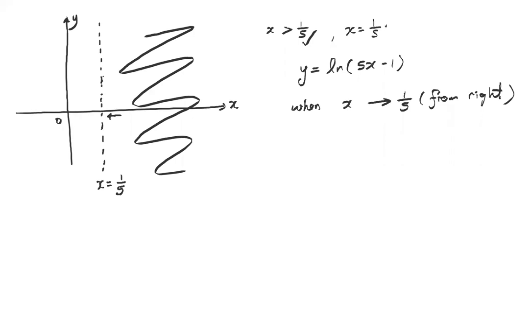So 1 over 5 is approximately 0.2, am I right? So I want to know, as x approaches 1/5 from the right, what will happen to 5x minus 1? That is called describe. What will happen to 5x minus 1? Who can tell me? It goes lower and lower. Yeah, lower and lower to what extent? To infinity. Sure.